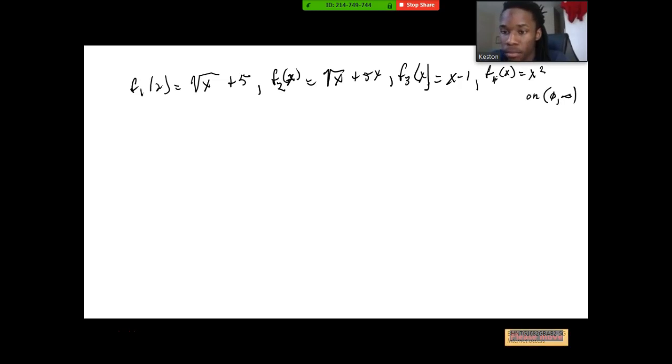Now, why do you think they chose that interval? Give you one hint. It's not because of functions 3 and 4. They would be good anywhere. What's different about 1 and 2? They have square roots in them, and you can never take the square root of a negative number. You could take the square root of 0, so I think 0 could probably be included there, but they excluded it, and that's fine.